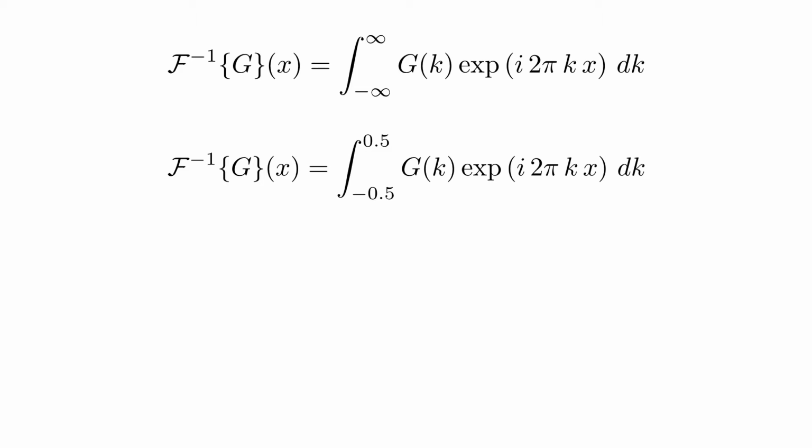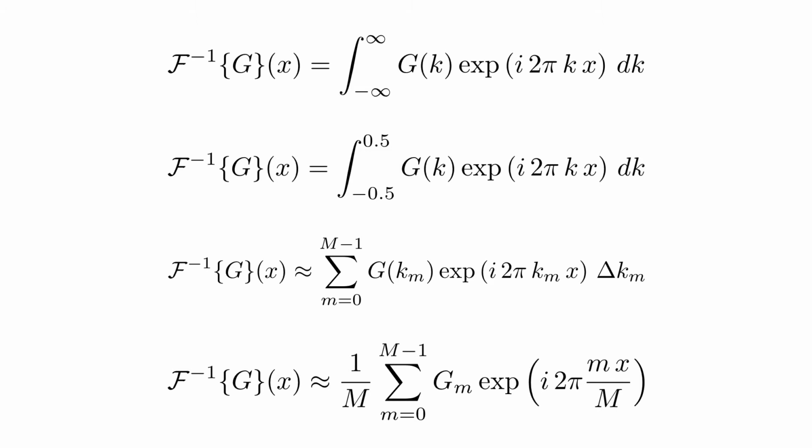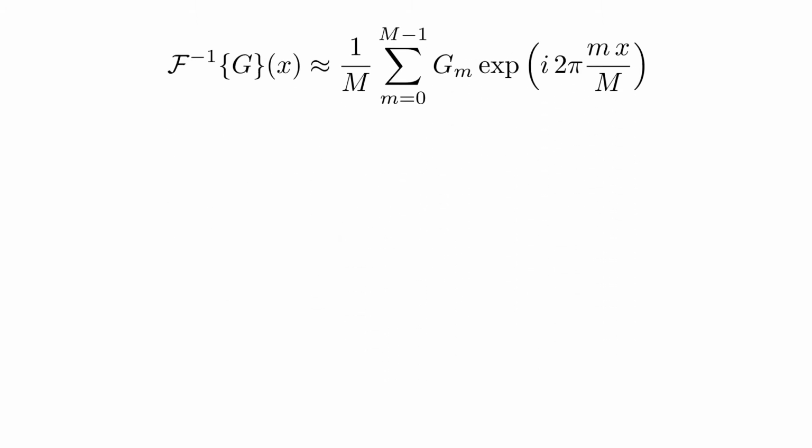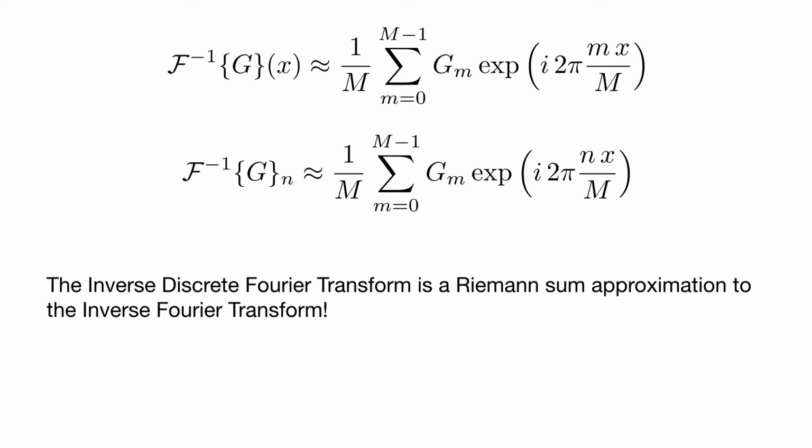We can approximate this integration with a Riemann sum, like so. And then if the frequency locations are evenly spaced, delta k, the spacing between frequency locations, is just equal to 1 over M. Just going to shift this equation to the top of the slide. And finally, if we only look at the integer locations in space, we can replace x with an index n. Now this is the inverse discrete Fourier transform.